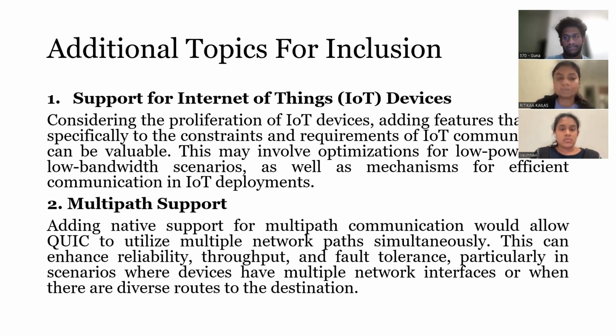The second idea we thought about is multipath support. Adding native support for multiple paths would allow QUIC to utilize multiple network paths simultaneously. This can enhance reliability, throughput, and fault tolerance, particularly in scenarios where devices have multiple network interfaces or when there are diverse routes to the destination.